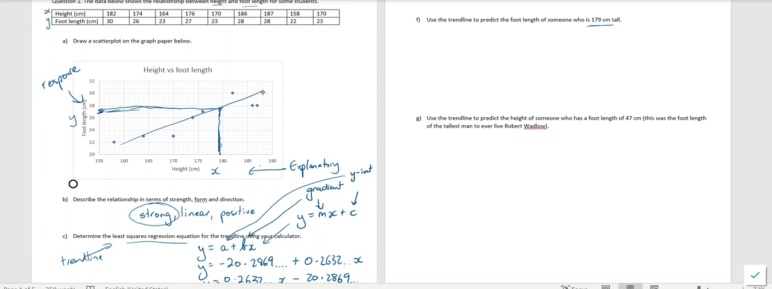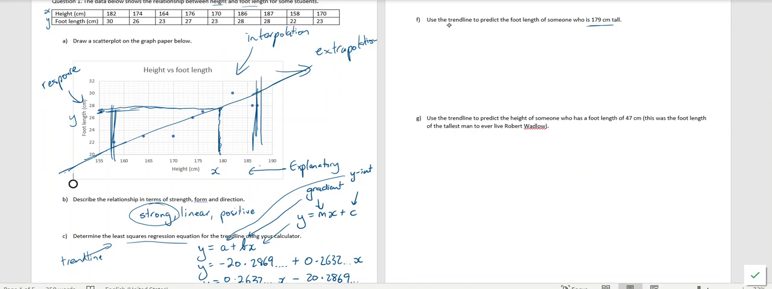Now remember, interpolation means making predictions using the trend line within the data range, so from here all the way down to here. Extrapolation means extending the line of best fit out and making predictions further on, or extending back this way and making predictions for shorter people.